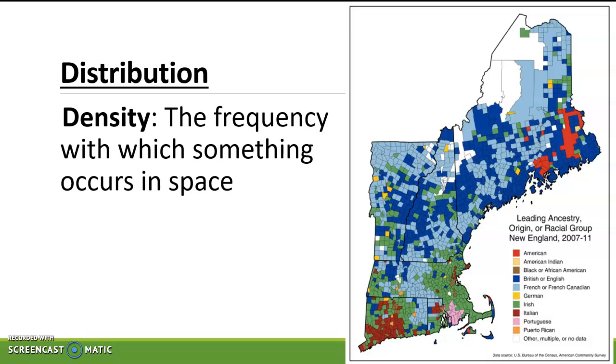All right, so talking about distribution again, I know I mentioned this, we're looking at density. Oftentimes when we think about distribution, we think of population density maps, and the darker the colors, the more population there may be. But we can also look at density on the basis of demographics as well. So this map shows New England, and we can look at how individuals identified themselves on the basis of their ethnicity.